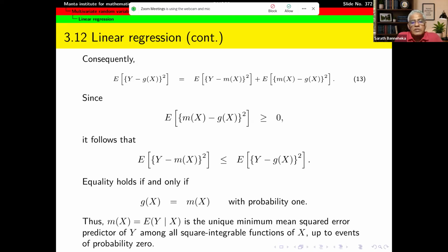Mx, which is the conditional expectation of y given x, is the unique minimum mean squared error predictor of y. So that can be considered as a predictor. But that is the unique minimum mean squared error predictor of y among all square integrable functions of x. Square integrable functions means the integration of the squared function is finite.